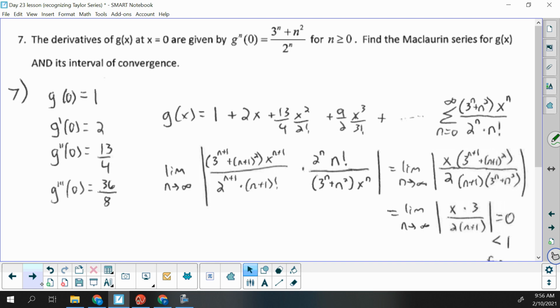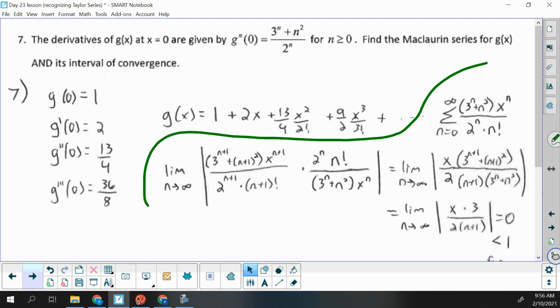All right, in 7, it just said we had to find a series. It didn't say we had to find at least 3 terms. So I did more work than I had to here. Really, you could have just done the work that's under that line.